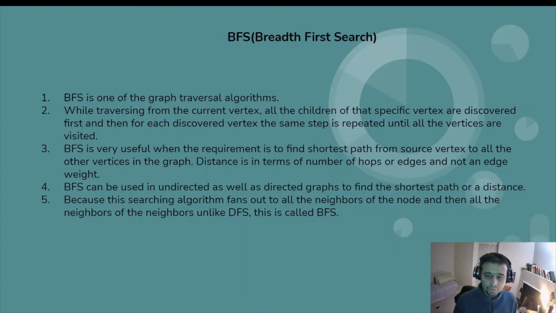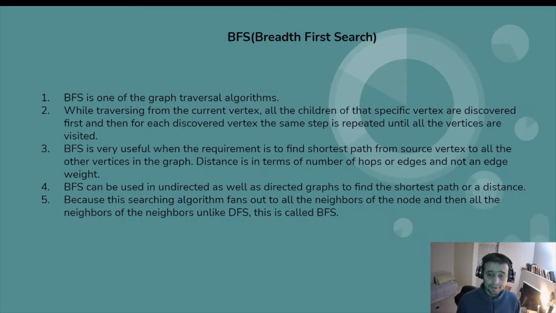BFS is very useful when we need to find the shortest path from the source vertex to all other vertices in the graph. Distance is in terms of number of hops, in the sense number of edges between the source vertex and the destination vertex, and not in terms of the edge weight. BFS can be used in undirected graphs as well as directed graphs to find the shortest path or distance.